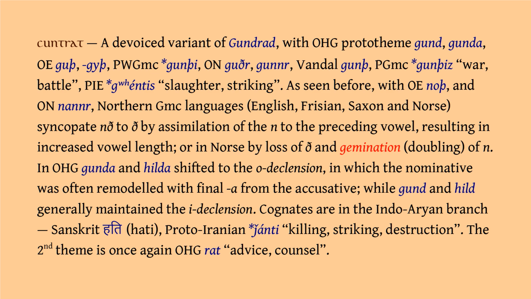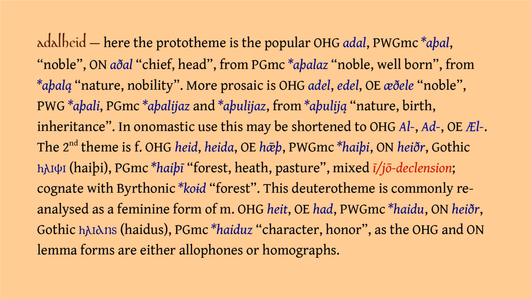In Old High German, Gunda and Hilda shifted to the o declension, in which the nominative was often remodelled with the final a from the accusative, while Gund and Hild generally maintained the I declension. Cognates are in the Indo-Aryan branch, Sanskrit hati, Proto-Iranian janti, killing, striking, destruction. The second theme is once again Old High German Rat, advice, counsel.